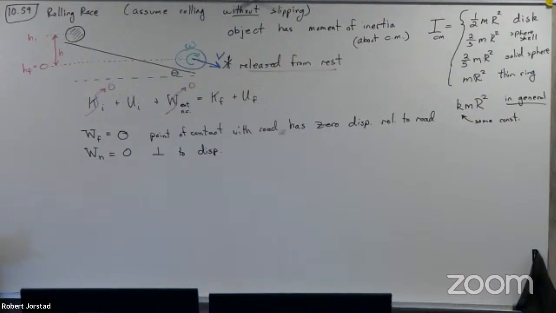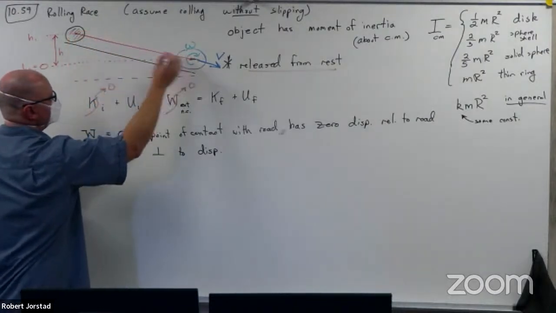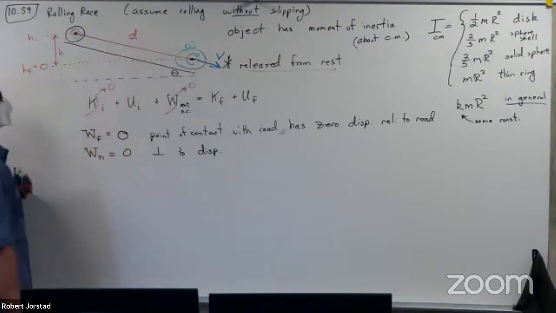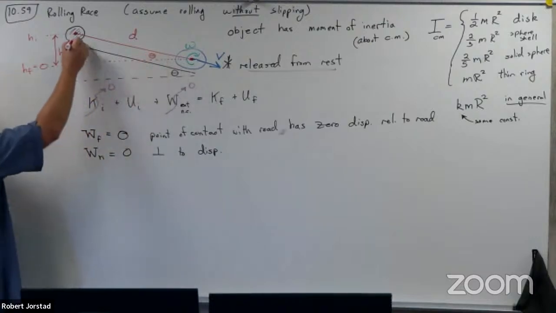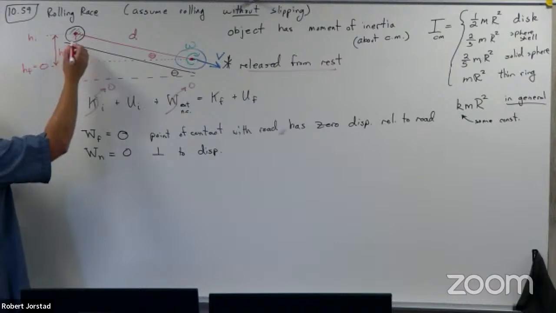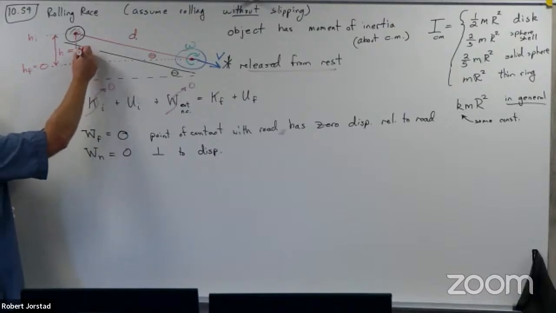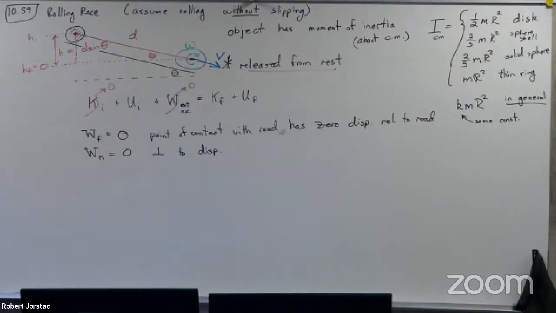Does anybody remember how h relates to the distance traveled? For example, in this case, what's a good name for the distance we travel down the ramp? Pick a letter. D. I like D. Okay. Do you agree that this angle up here is theta? So what's a good name for this height? H equals D sine theta. You got it. Is everybody okay with that?